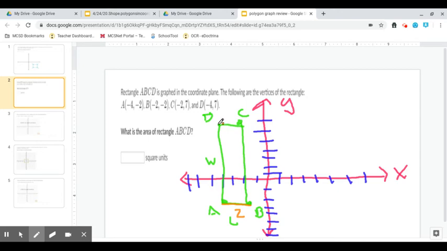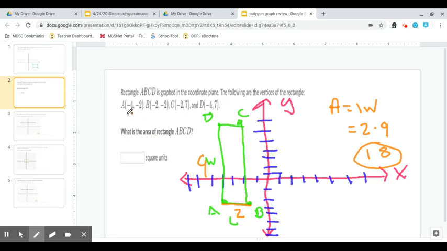How far is it from here to here? Well, we went up 7, so 1, 2, 3, 4, 5, 6, 7. Then we went down 2 more. 8, 9. So this has a distance of 9. So area equals length times width. We have 2 times 9. So we have an area of 18 square units.